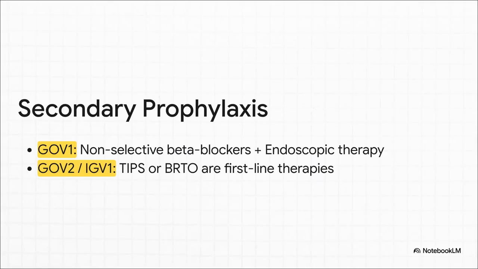Okay, so you've controlled the acute bleed. Great. Now the job is to make sure it never happens again. The strategy here is totally dependent on the type of varix. For the more common GOV1 type, you can often use a familiar playbook, non-selective beta blockers plus endoscopic therapy. But for those high-risk GOV2 and IGV1 varices, you have to be more aggressive. The guidelines say you should move straight to either TIPS or BRTO as your first-line therapy to prevent a rebleed.